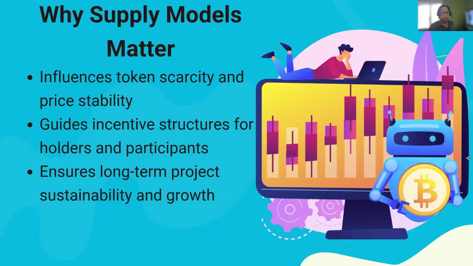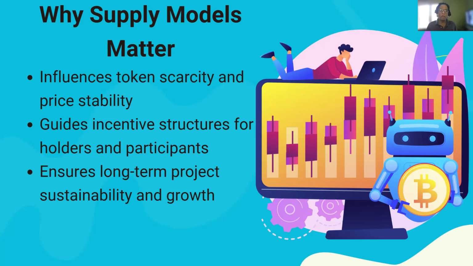So why do supply models matter? Basically, they influence token scarcity and price stability. For example, in the fixed supply model, the total number of tokens is fixed, and once it is fixed, it's not going to change. If there are only 100 tokens and 100 users have them, the value may go up in the future based on activities. As more and more customers use these tokens, the value for whoever holds those 100 tokens will go up. That's a pretty straightforward fixed token model.